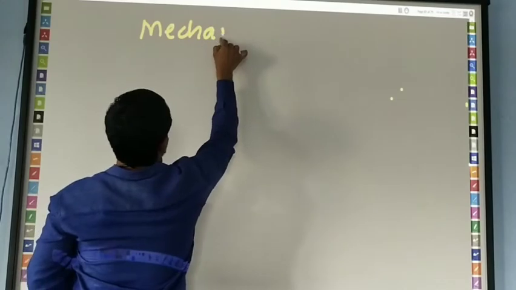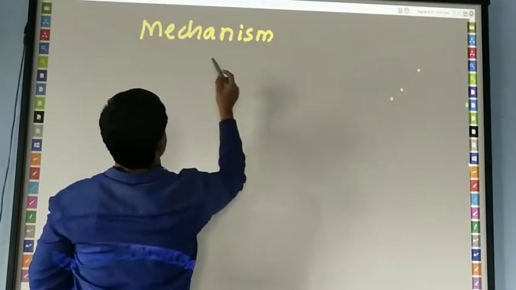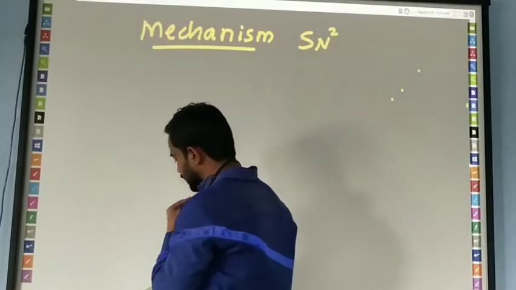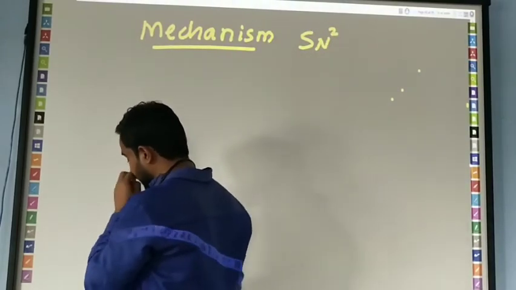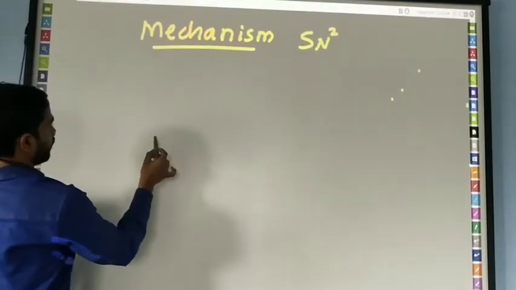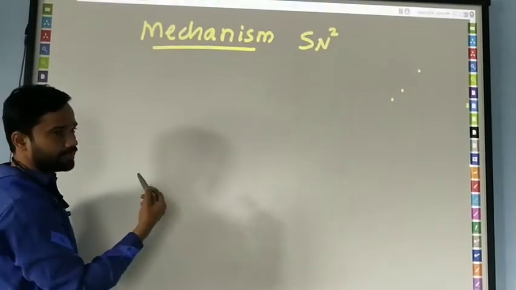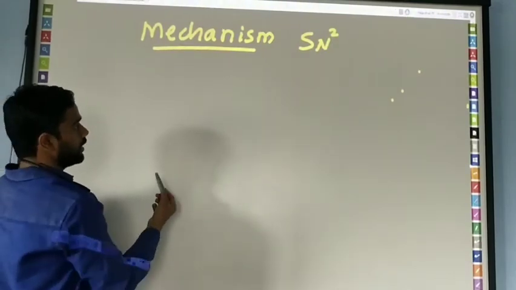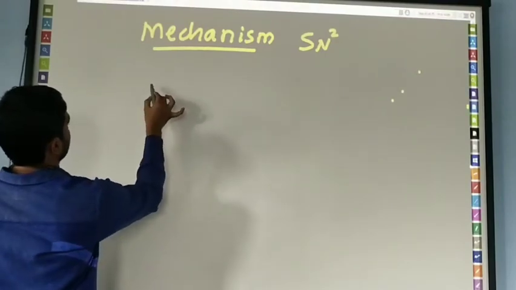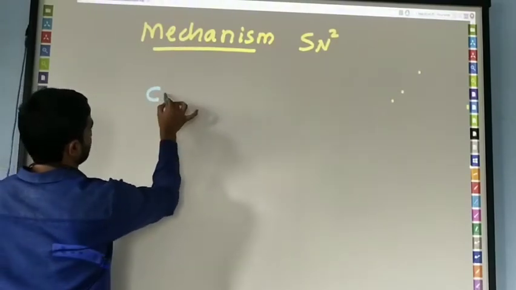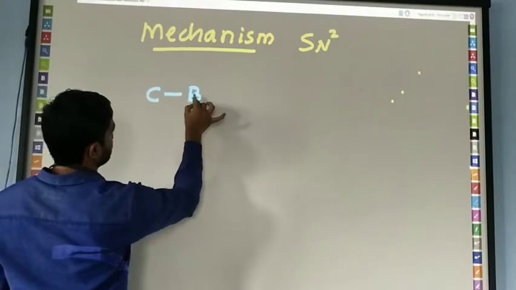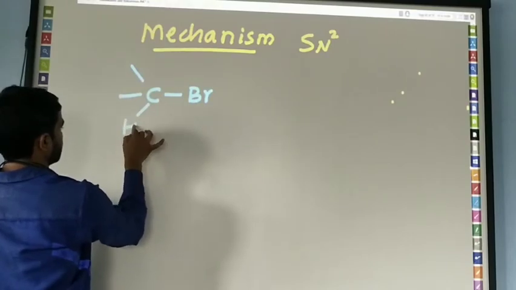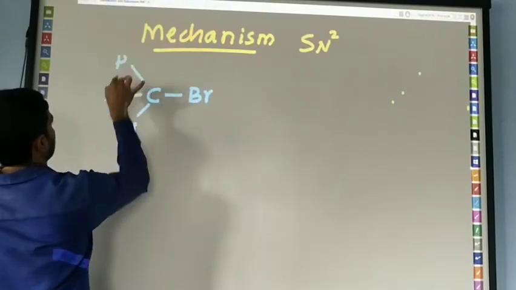Mechanism for SN2. Okay, let's understand it by one example. Let me take an example like this. I'm taking a methyl halide, any simple methyl halide. Here we have the bromide, that is methyl bromide. Here the hydrogens are attached.